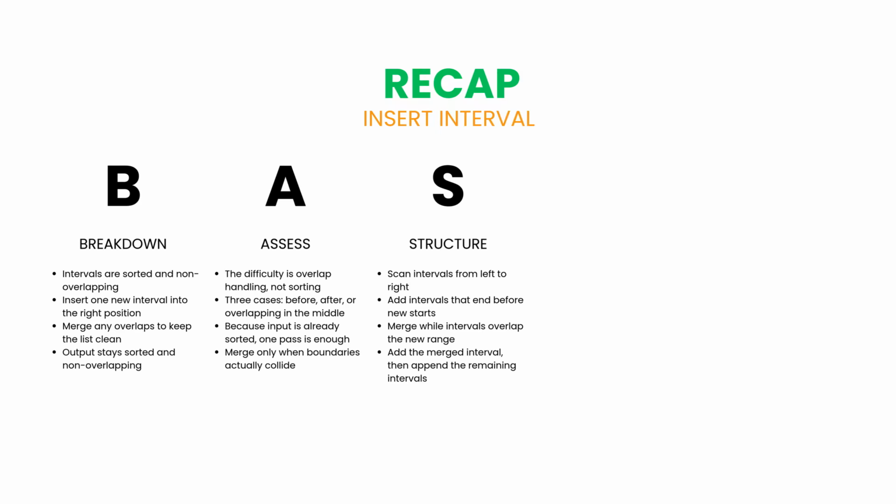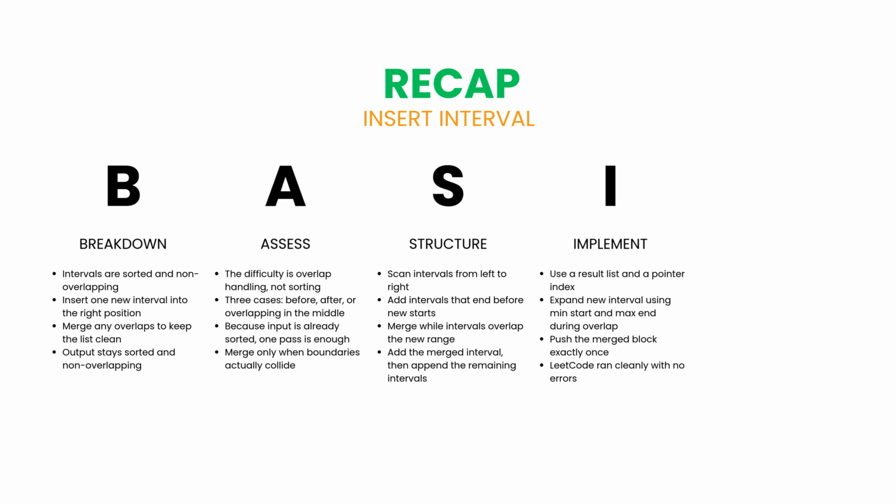First, add all intervals that end before the new interval starts. Next, while intervals overlap the new range, merge them into the new interval by expanding its boundaries. Then add that merged interval once, and finally append whatever intervals remain on the right. We used a result list and a pointer to scan through the intervals, expanded the new interval during overlaps using the smallest start and largest end, and pushed the merged block exactly once.